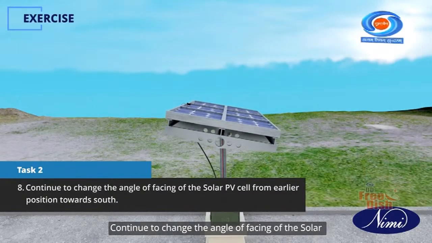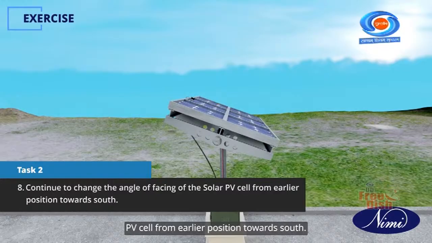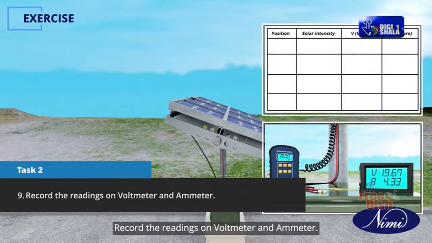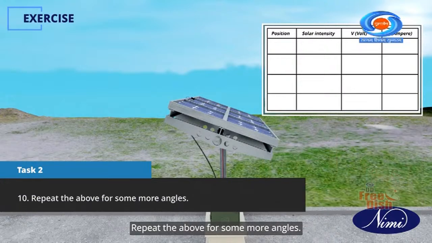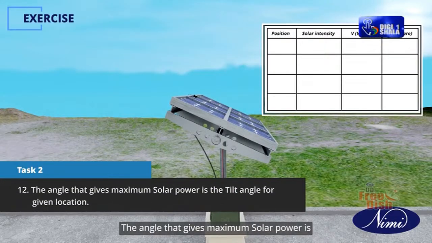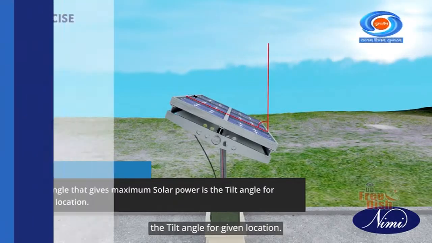Continue to change the angle of facing of the solar PV cell from the earlier position towards the south. Record the readings on the voltmeter and ammeter. Repeat the above for some more angles. Compare the results. The angle that gives maximum solar power is the tilt angle for the given location.